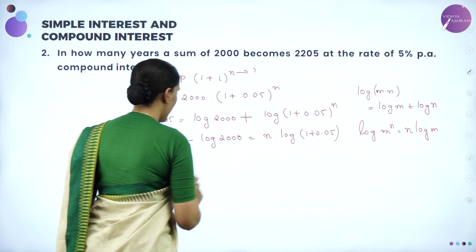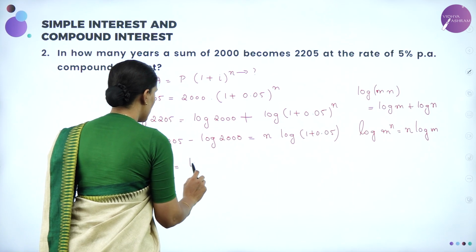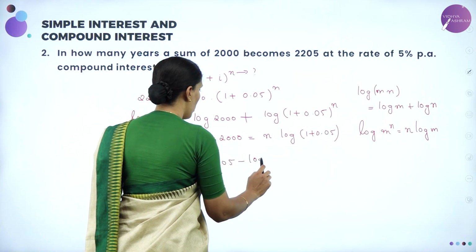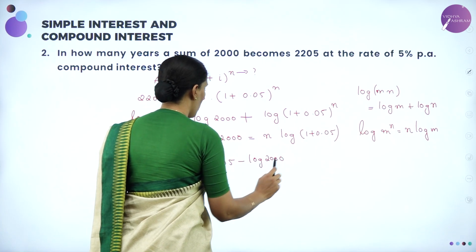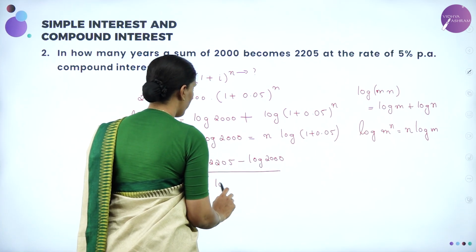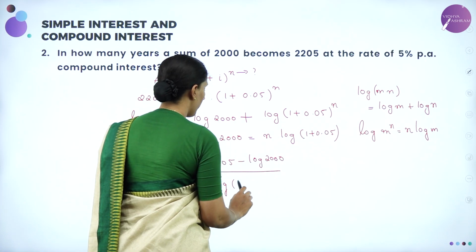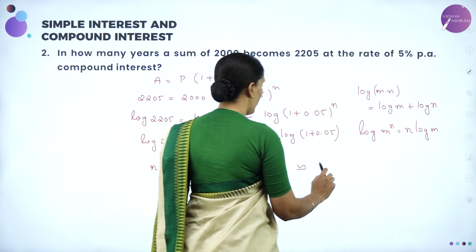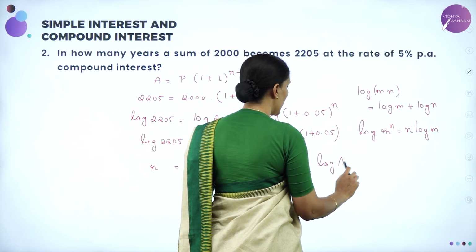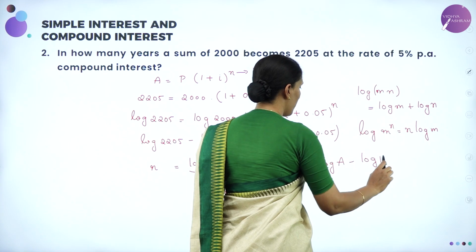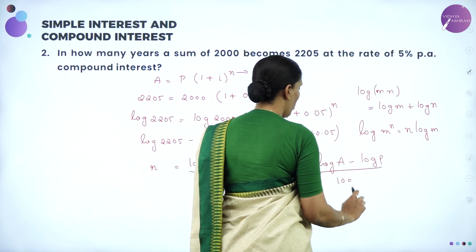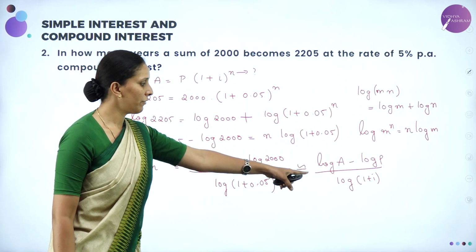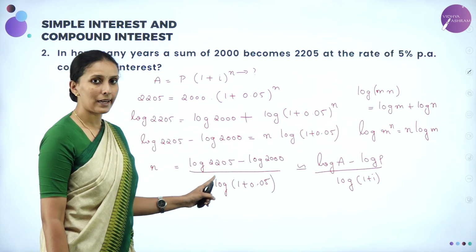Now since I need n, I can write this as log of 2205 minus log 2000 whole divided by log of 1 plus 0.05. See, this is same as the equation which I have written earlier, log A minus log P divided by log of 1 plus I. We can also use the direct formula for n to calculate the values.